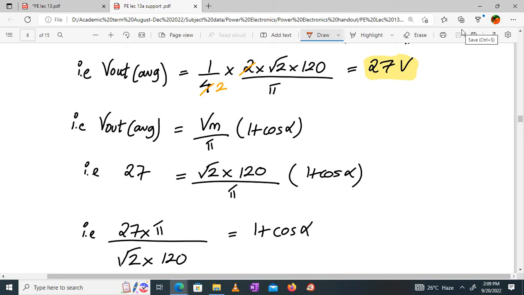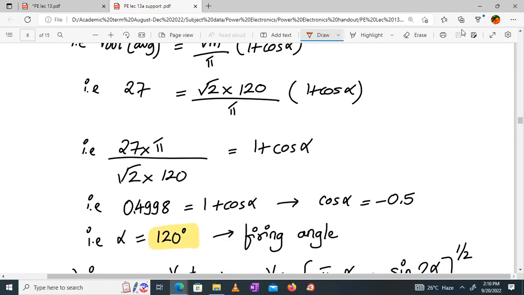Completed? Okay. So calculate the value of alpha and let me know what's the value. 120 degrees. What is the range of alpha? Can it be any value, or between 0 to 180? If you are getting anything weird, then it's wrong. Alpha is coming out to be 120. Yes.